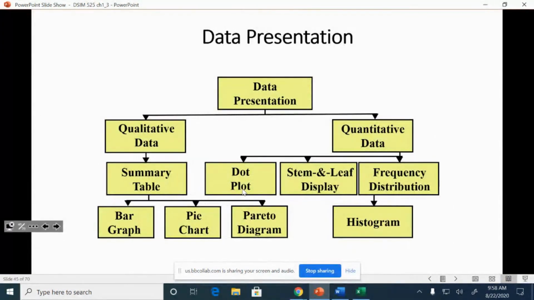So data can be presented in different ways. For qualitative, we can do a summary table or frequency table. It can be a bar graph, pie chart, Pareto diagram. We'll talk about what each of those are. Quantitative data, you can do dot plot, stem and leaf, histogram. We don't generally use those, but histograms are useful.